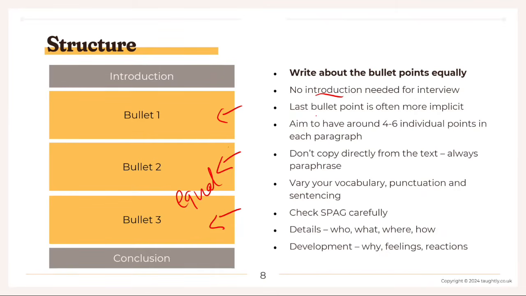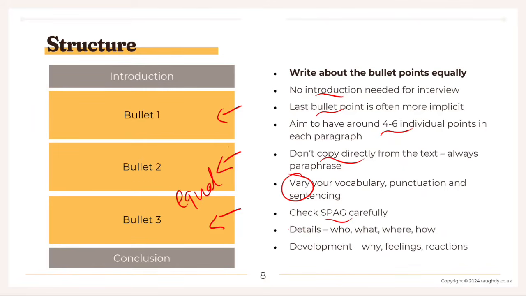Do remember that the last bullet point is often more implicit. You will have to go hunting around for that and it won't give you the answers in the text. Aim to have 4 to 6 individual points for each paragraph and do not copy directly from the text. Always use your own words. Do remember to vary up your vocabulary, punctuation and sentencing, and check your SPAG carefully.